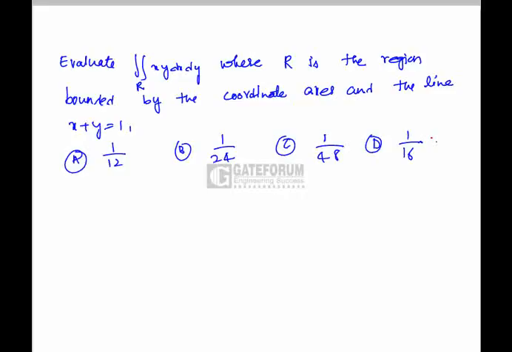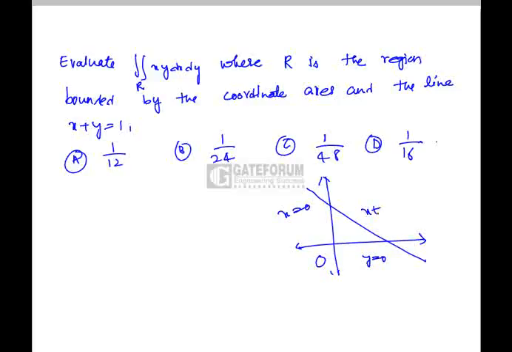Find the area of xy dx, where R is nothing but the region bounded by the coordinate axes and the line x plus y is equal to 1. Now the coordinate axes, this is y is equal to 0 and this is x is equal to 0, and the line x plus y is equal to 1. Now we have to find this region.